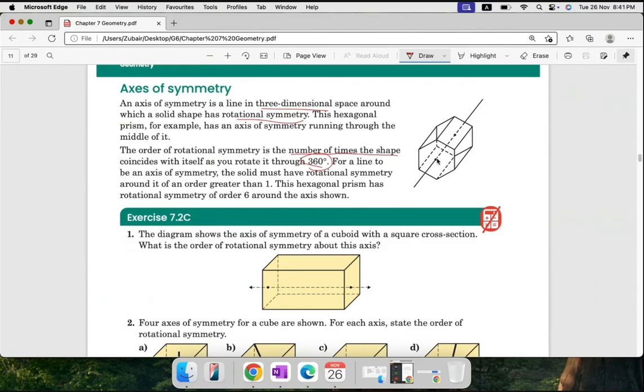So the hexagonal prism has rotational symmetry of order 6 around the axis as shown. If we have those axes, this is side 1, side 2, side 3, side 4, side 5, and side 6. So we can rotate this 6 times so that it would fit in its original shape. So the order of rotation about this given axis is 6.